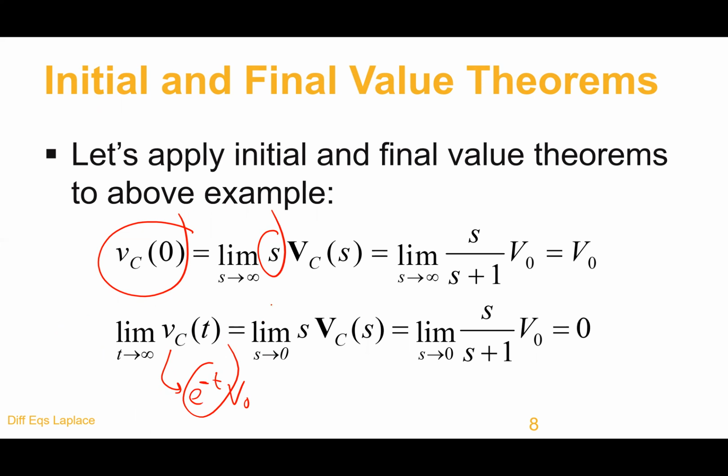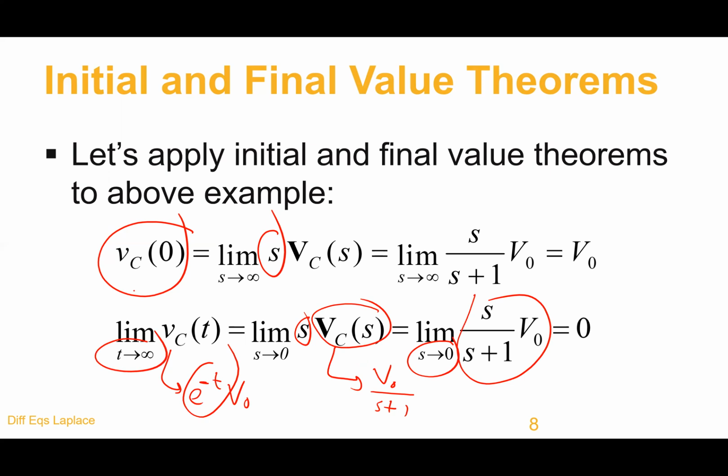But the goal here, using the final value theorem, is to use the Laplace transform. The Laplace transform, again, is VC of s itself, without the s, just V0 over s plus 1. So when multiplying with s, you get this. And then you send s is equal to 0, right? If you want the t is equal to infinity, you send s to 0. It's backwards, right? And so when you substitute s is equal to 0, you get 0 in the numerator, 1 in the denominator, 0 over 1 is 0, answer is 0. As it should be, because our final value was 0, right?